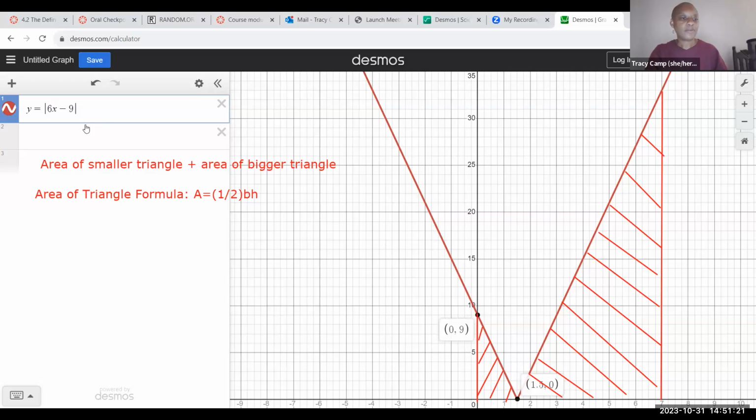So for my smaller triangle, I get to write: smaller triangle area is 1/2. My base again was 1.5 and my height is 9. So 1/2 base times my height, 1.5 times 9. I am getting used to this keyboard. And then let's get the bigger triangle's area.